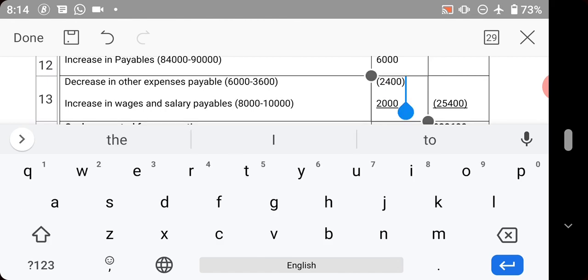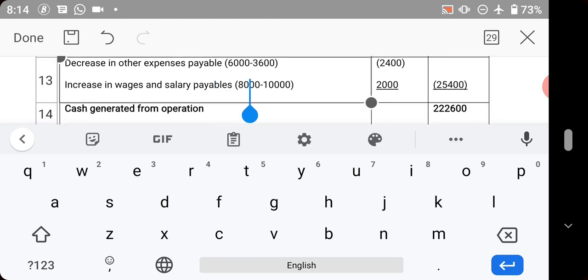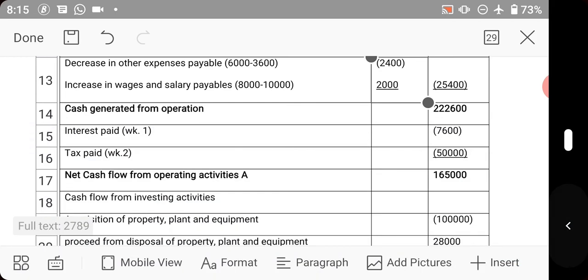You can also see salaries payable. At the beginning value was 8,000. The end value was 10,000. So it increased, you add. Why are we adding? When your liability increases, it means you are owing people, so you have not paid them, so you keep the money. If I'm owing my worker 10,000 naira at the end of the month, I'm richer by 10,000, so my cash will increase. If I now pay my worker, my cash will decrease. So that is why an increase in liability is an increase in cash.